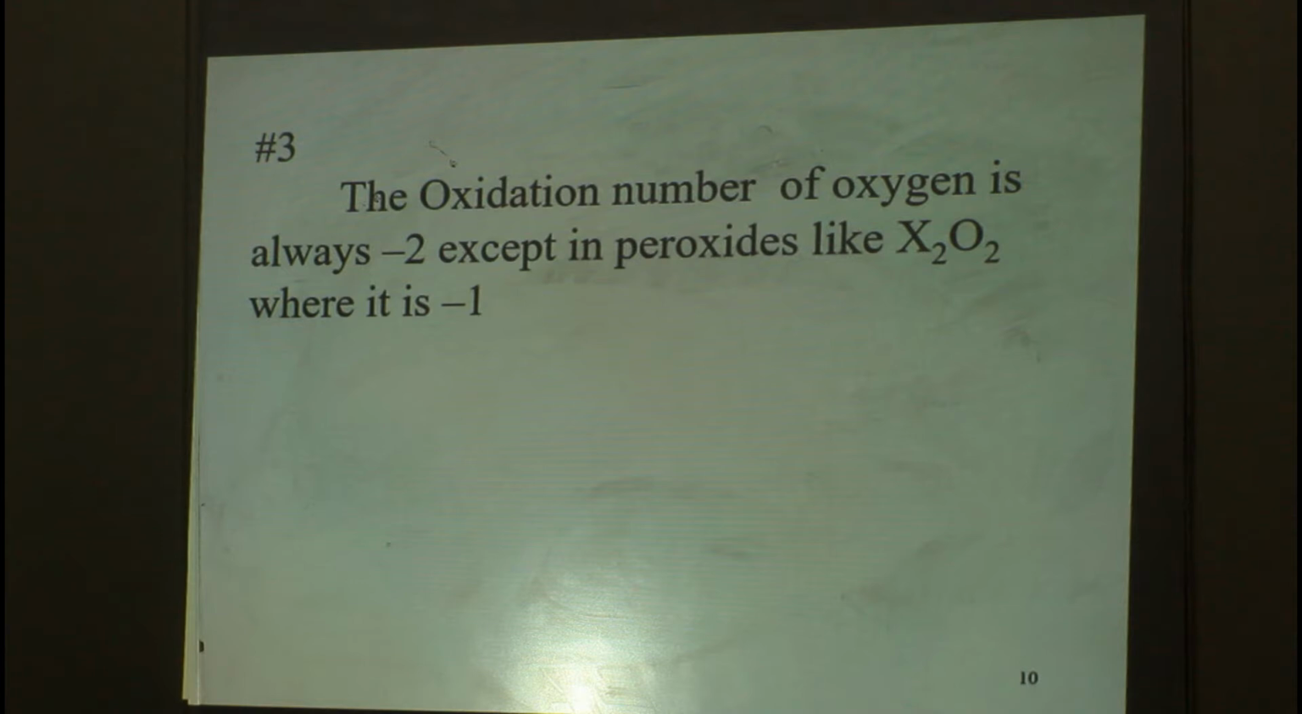Rule number 3. Oxygen is always -2, except when it is found in peroxides, like hydrogen peroxide. So wherever we see oxygen, it is a hypothetical number we have assigned. It's an imaginary number that we have assigned. So we take oxygen in every compound to be -2, except when it is in peroxide, where it becomes -1.